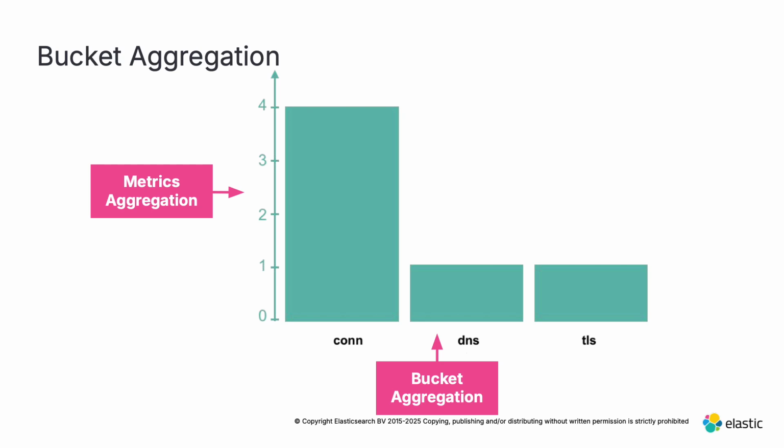On the x-axis, we have the bucket aggregation where we're using the field name of event.dataset as a category, and then the values are going to be CON, DNS, and TLS that fall into their own buckets. Then, on the y-axis, we have the metrics aggregation where we are counting how many documents are in each bucket. It looks like we have 4 documents for CON, 1 for DNS, and 1 for TLS.